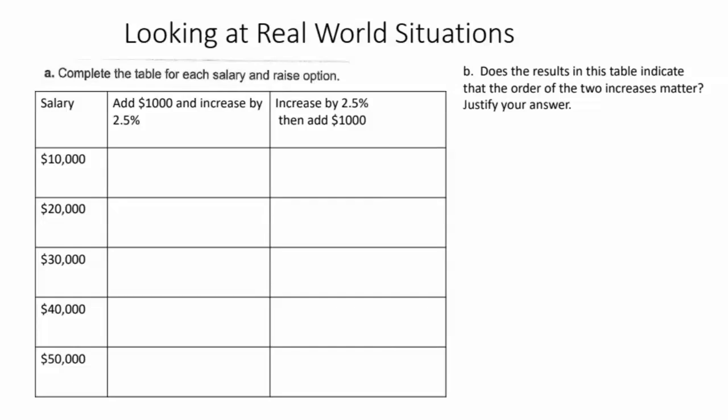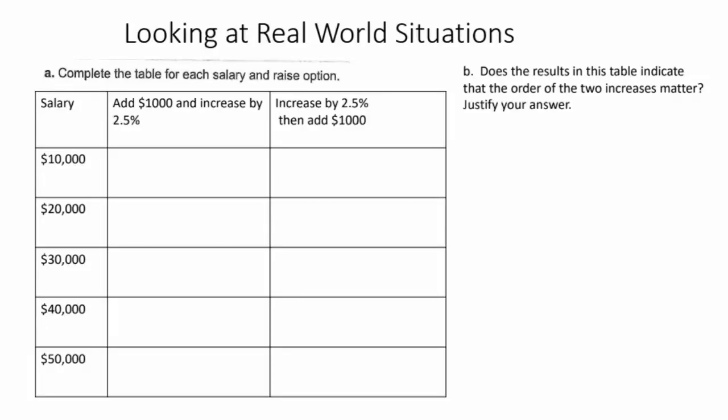Now, this is saying we're going to add 1,000 and increase by 2.5%. Okay, let me show you what I'm going to do. I'm going to take the $10,000 and I'm going to add $1,000 to it. This will give me $11,000.